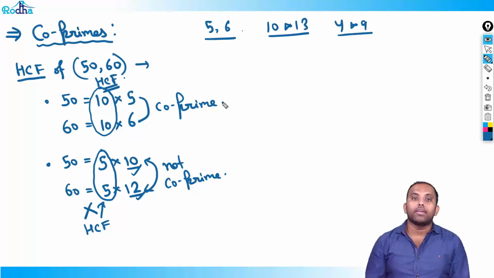Very important thing: when I can write a number as some common factor into A and into B, those A and B should be co-prime. Then only can I say that the common factor is the HCF.